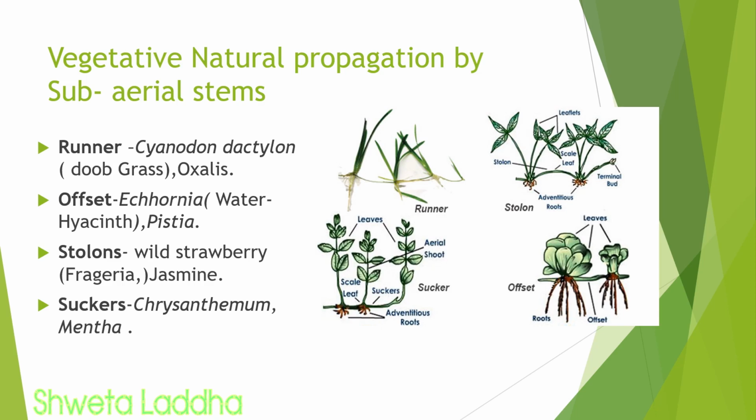The fourth type is suckers. As the name suggests, suckers are present in mentha, that is pudina or peppermint, and chrysanthemum. One of the branches goes deep into the soil. It literally sucks into the soil, goes underground, again comes up. And when it comes up after a distance of 2 to 3 nodes and internodes, it will again give rise to a new root system and a shoot system. Thus, this is natural vegetative propagation by subaerial stems.